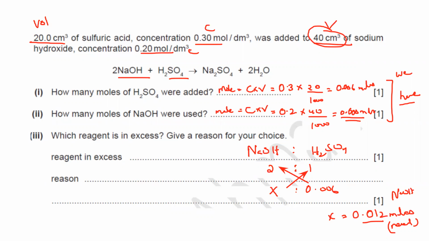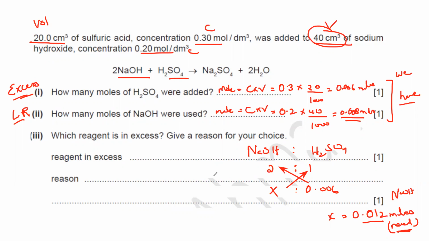So what does it mean? It means sodium hydroxide is the limiting reagent and sulfuric acid is in excess. Because we have only 0.008 moles of sodium hydroxide, and for a complete reaction we need 0.012. This is what we need and this is what we have. We have 0.008, which is a small quantity compared to what we need for a complete reaction. So the limiting reagent is sodium hydroxide and the excess reagent is sulfuric acid.